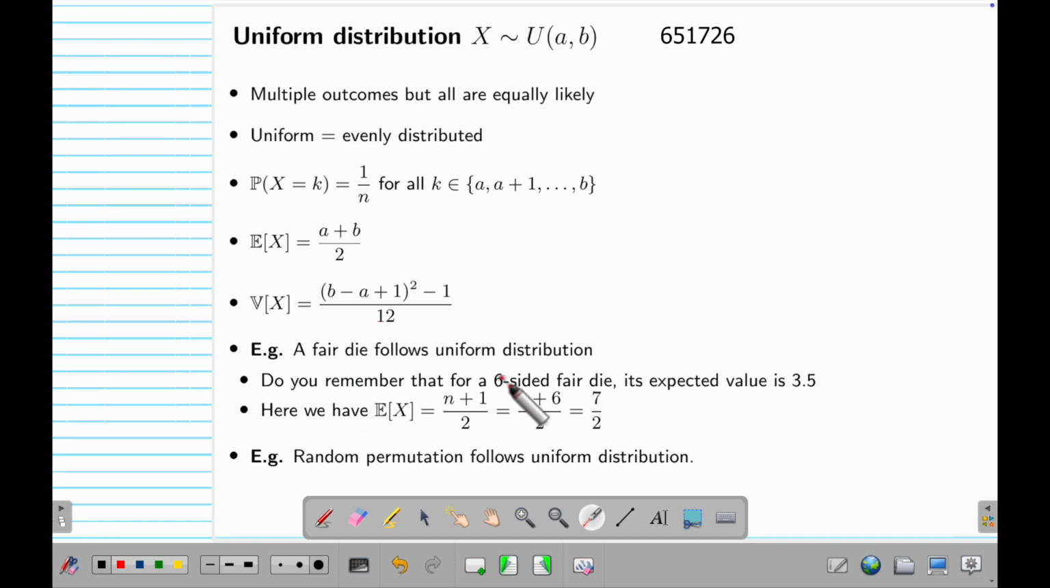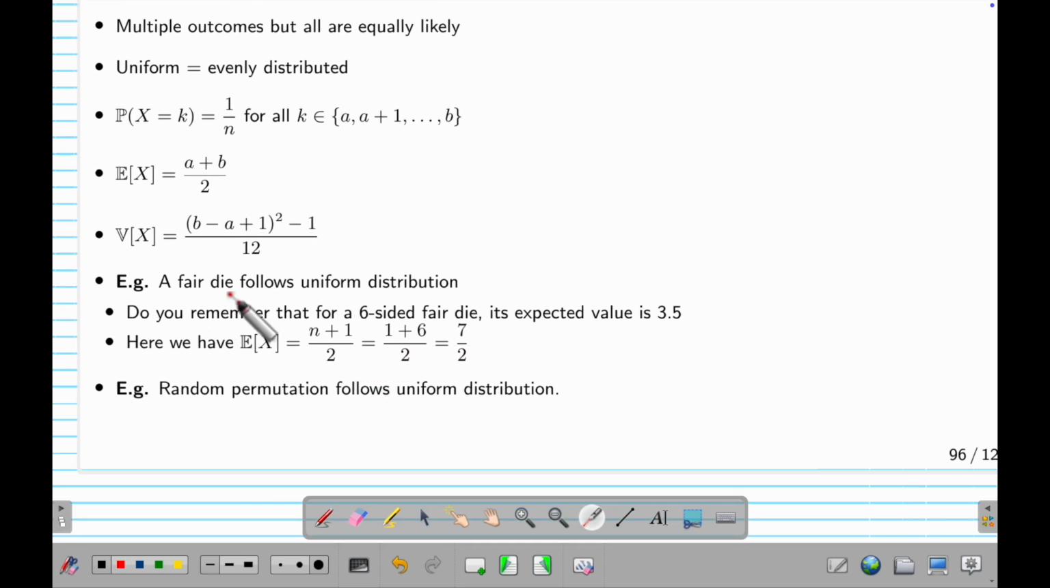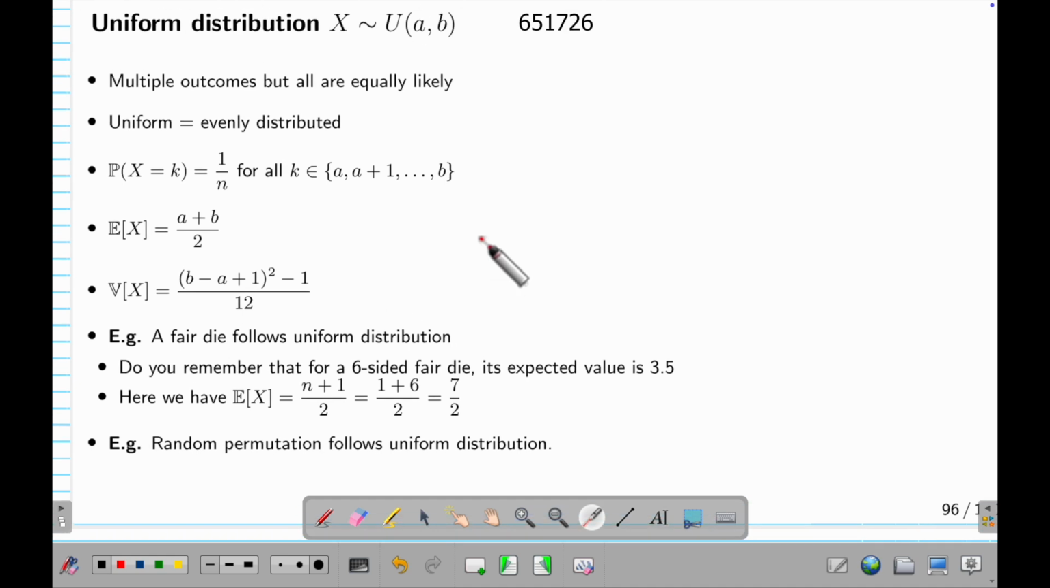Then here's another example. You have a fair die. What's a fair die? A 6-sided die, 7-sided die, 8-sided die. That means 2-sided, 3-sided, 4-sided. Okay, there's no 1-sided. Okay, 6-sided. You have 1, 2, 3, 4, 5, 6. All of them have equal chance. So all the dice actually are uniform.